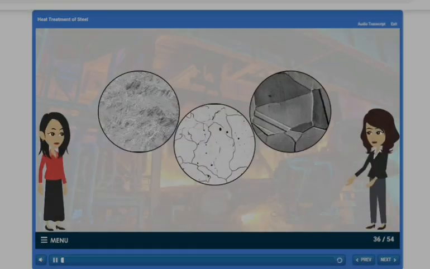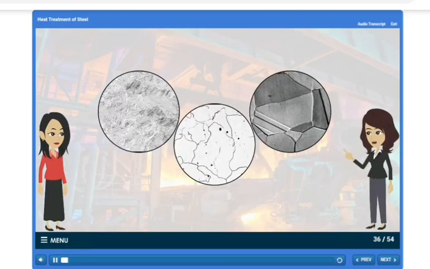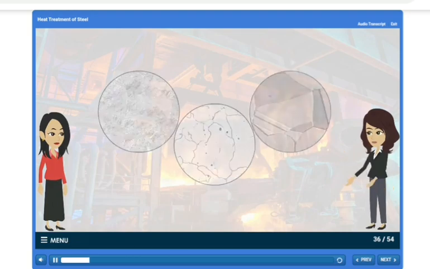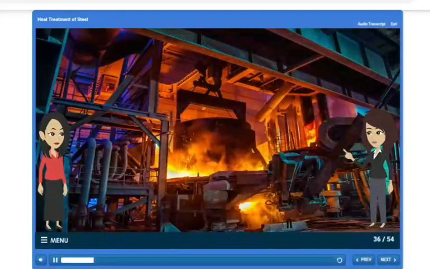In previous topics of this course, we have seen how processing conditions play an important role in producing different microstructures of steels. These processing conditions can be called heat treatment techniques. Now in this topic, we are going to learn about these heat treatment techniques in detail. Let us understand more about them from Smitha.